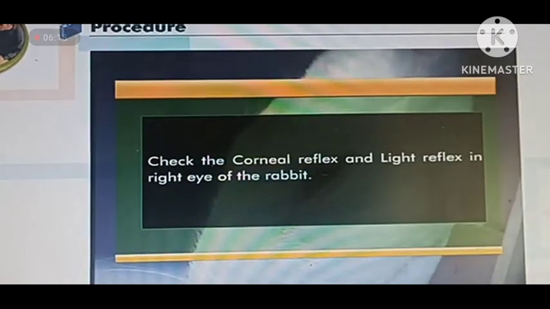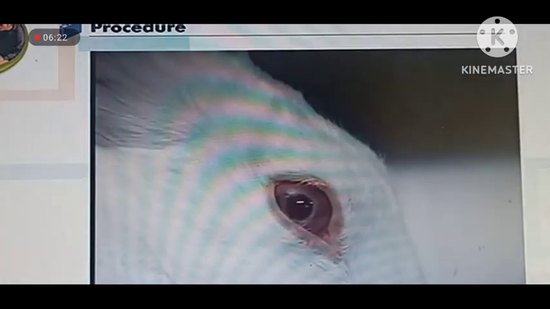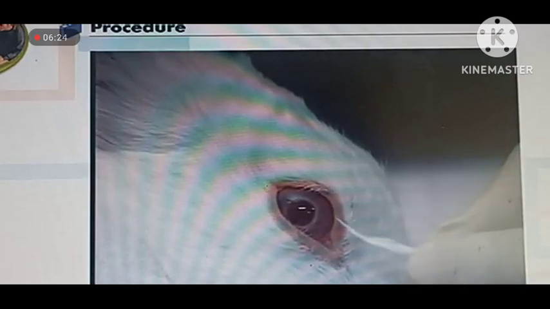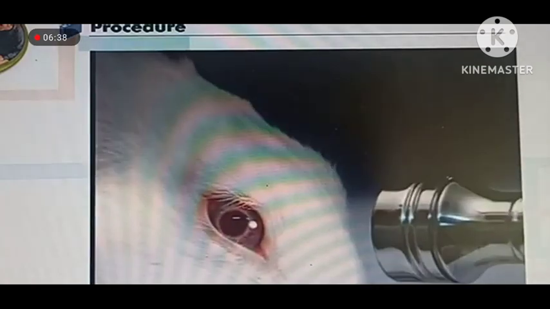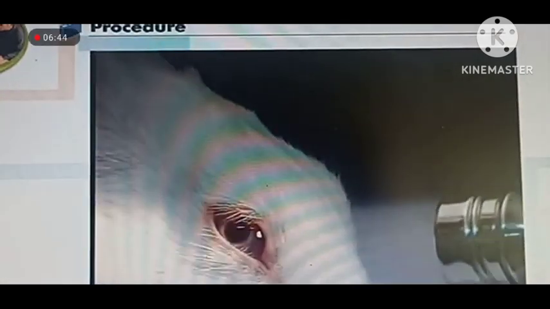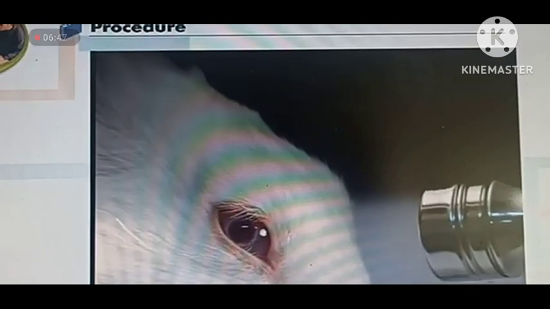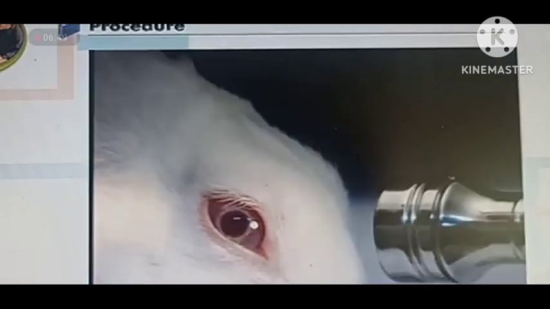Check the corneal reflex, light reflex in right eye of the rabbit. Touch the cornea of rabbit's eye with cotton wick. The rabbit blinks the eye. It means that the corneal reflex is present in the right eye. Focus the right eye with a beam of light from a pen torch and observe the blinking of eye. It means light reflex is present too.